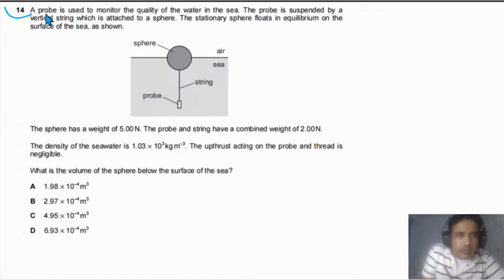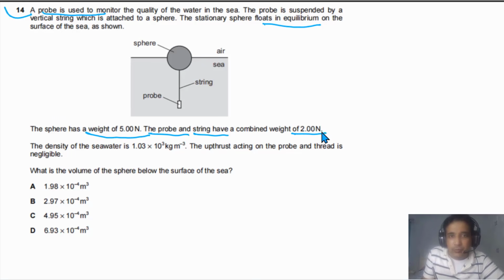Question number 14 says a probe is used to monitor the quality of the water in the sea. The probe is suspended by a vertical string which is attached to a sphere. The stationary sphere floats in equilibrium on the surface of the sea as shown in the figure. The sphere has a weight of 5 newtons. The probe and the string have a combined weight of 2 newtons. The density of seawater is equal to 1.03 times 10 to the 3 kg per cubic meter. The upthrust on the probe and thread is negligible. What is the volume of the sphere below the surface of the sea?